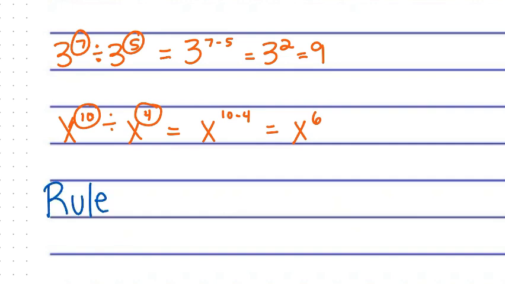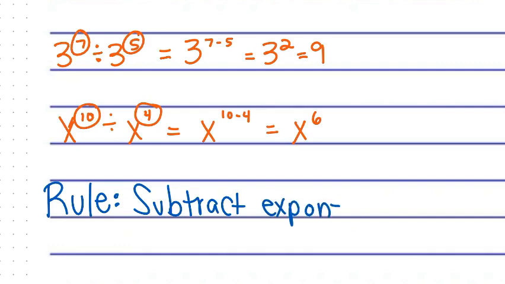So let's write our rule. Our rule for multiplying was add exponents when you multiply like bases. So it would be subtract exponents when you divide like bases. Yep. Subtract exponents when you divide like bases.